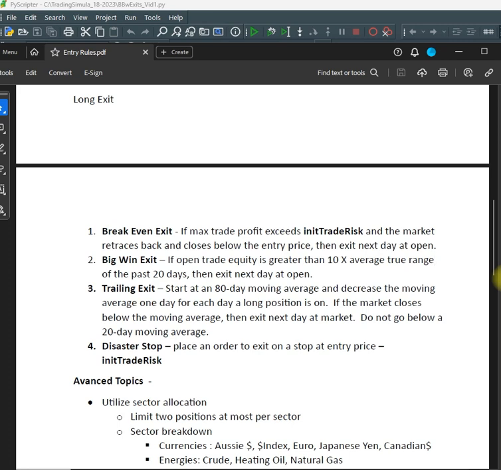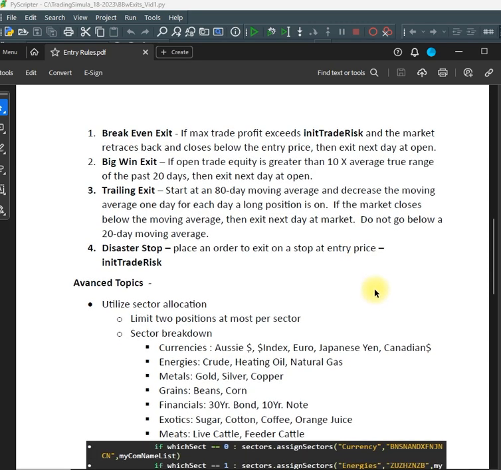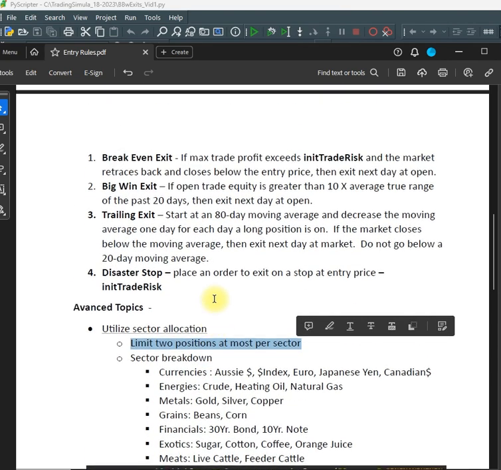We're going to have a disaster stop. We're going to place an order to exit on a stop at entry price minus the net trade risk. Remember, the net trade risk is the difference between the Bollinger Band and the moving average divided by 2. Later on in other tutorials, I want to talk about some advanced topics. I want to utilize sector allocation. I want to limit 2 positions at most per sector, and we'll do a sector breakdown. But that's for another video.